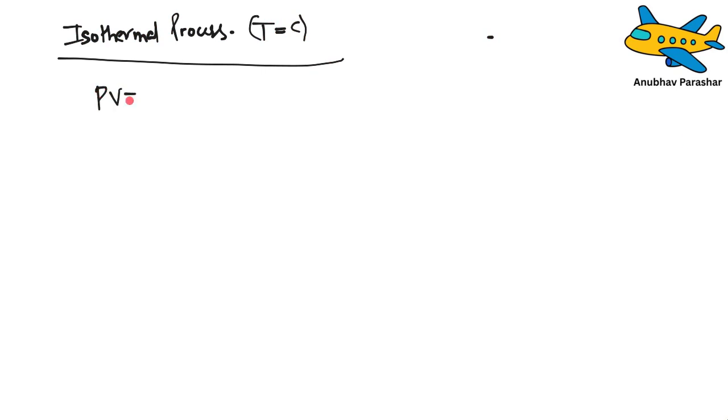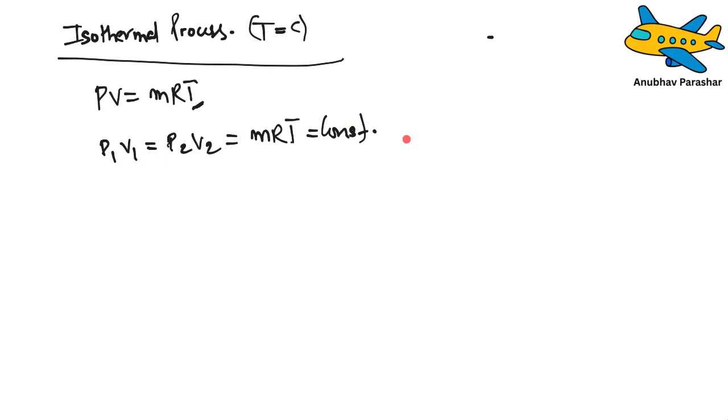Now we know PV is equal to mRT. If the temperature is constant, then P1 V1 is equal to P2 V2, which is equal to mRT, a constant. So the relation between pressure, volume and temperature reduces to P1 V1 is equal to P2 V2. Now if you want to calculate the net work done, let us try to calculate the work done.